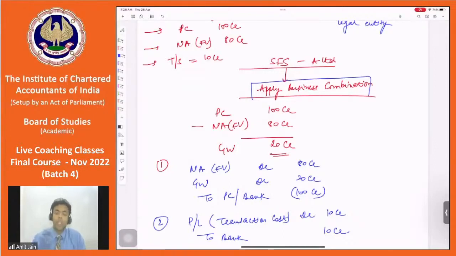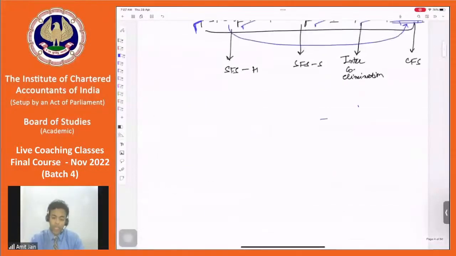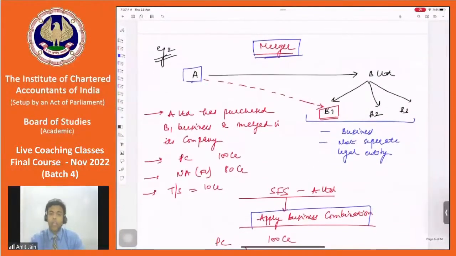The concept is that if we are acquiring a business, it will be business combination accounting. Correct? Am I clear, guys? Am I clear? Yes or no? I hope the concept of business combination in case of acquisition of a legal entity, and the merger or amalgamation, must be clear to you.